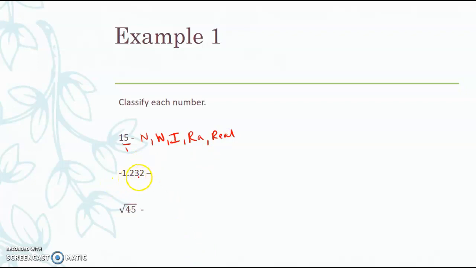Negative 1.232. Just because it's negative does not make it an integer, because an integer is the positive and negative whole numbers. But it doesn't continue, it terminates, which makes it a rational number. And it exists, so it's real.